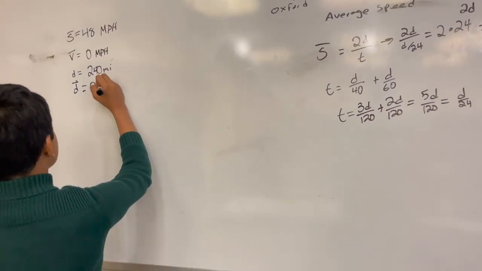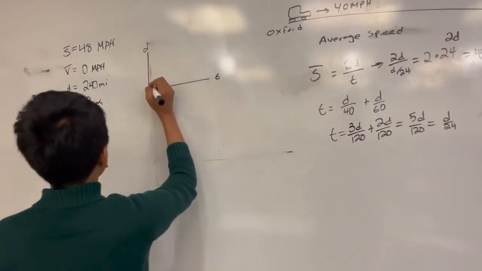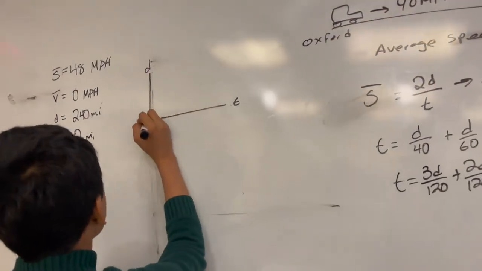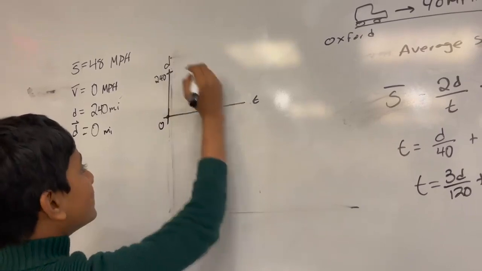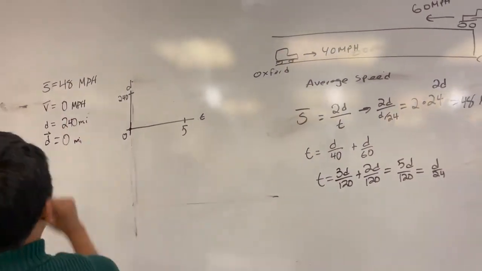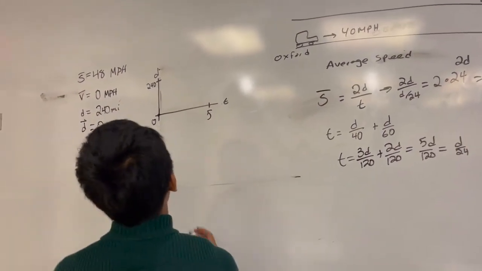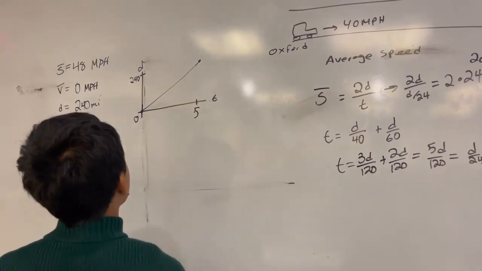Show me the distance versus time graph. So D, and what we're going to do is we start at 0, we go to 240, and it takes us 5 hours since we're traveling at, 240 over 48, yeah, that's 5 hours. So the graph is going to look something like that.